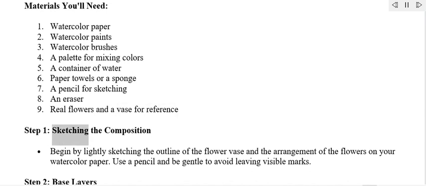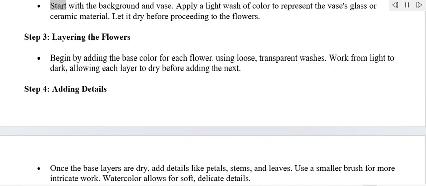Step 1. Sketching the composition. Begin by lightly sketching the outline of the flower vase and the arrangement of the flowers on your watercolor paper. Use a pencil and be gentle to avoid leaving visible marks. Step 2. Base layers. Start with the background and vase. Apply a light wash of color to represent the vase's glass or ceramic material. Let it dry before proceeding to the flowers.